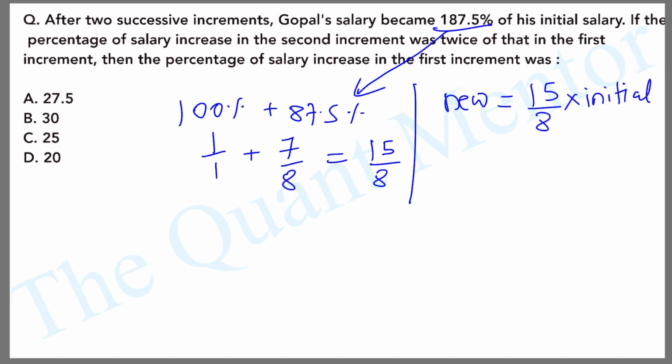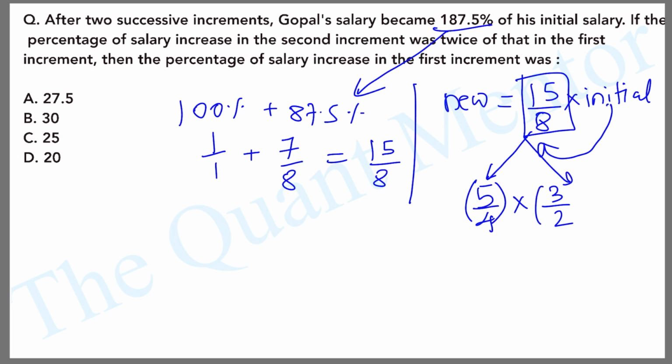So since there have been two increments, the initial salary got multiplied by two fractions and it became 15 by 8. So let's break 15 by 8 in such a way that I will get two fractions or two increments, and the second increment should be double the first. So if you notice carefully, 15 by 8 can be split as 5 by 4 into 3 by 2. So the salary became 5 by 4 for the first time, and this basically indicates there is an increase of 1 by 4 or 25%.